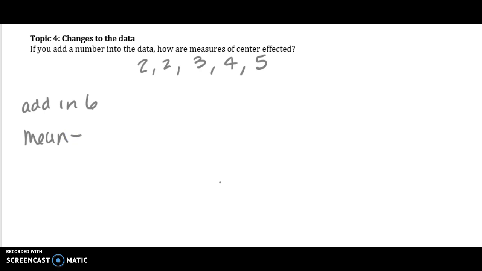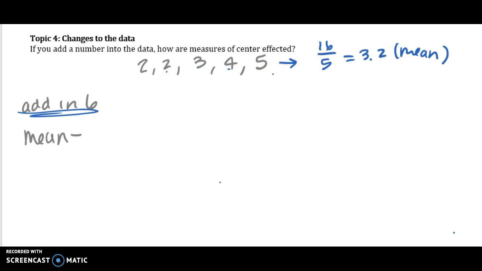It just depends. So let's calculate our original mean, which is 2 plus 2 plus 3 plus 4 plus 5, which is 16. And then we divide that by 1, 2, 3, 4, 5 numbers. So 3.2, and that's our mean. So if I add in the number 6 to this data set and I try to calculate my new mean, you can predict what's going to happen. Since 6 is big, one of the bigger numbers, in theory, it should make the mean bigger. But we can verify that.